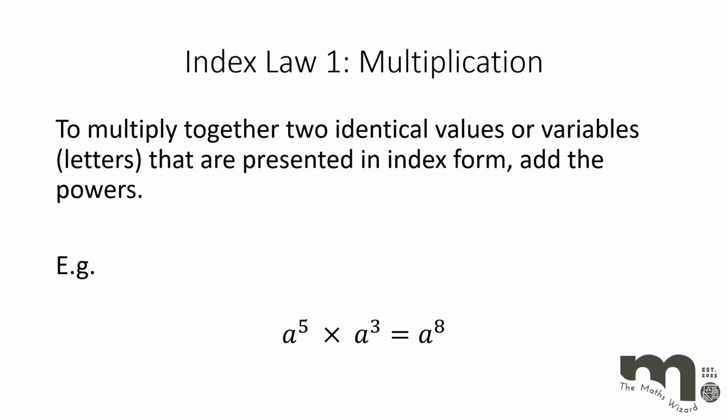And that works the same with numbers. So if you've got 2 to the power 2 times 2 to the power 2, all that means is 2 times 2 times 2 times 2. So you can see there you've got 2 to the power 4. You're just adding those 2's together to make 4. So 2 to the power 2 times 2 to the power 2 in its simplest form would be 2 to the power 4. Okay, let's go to our next law.